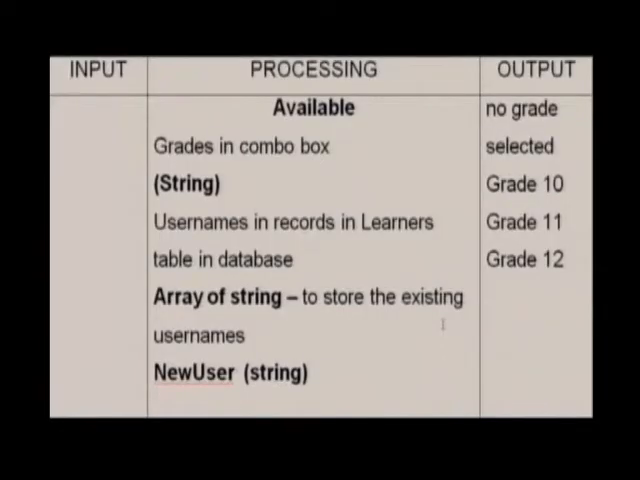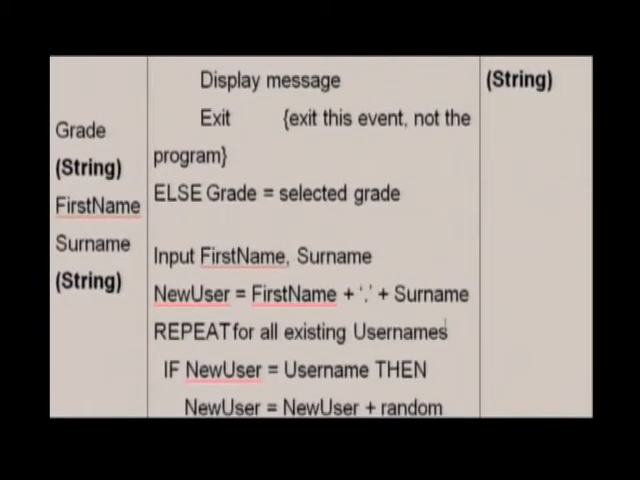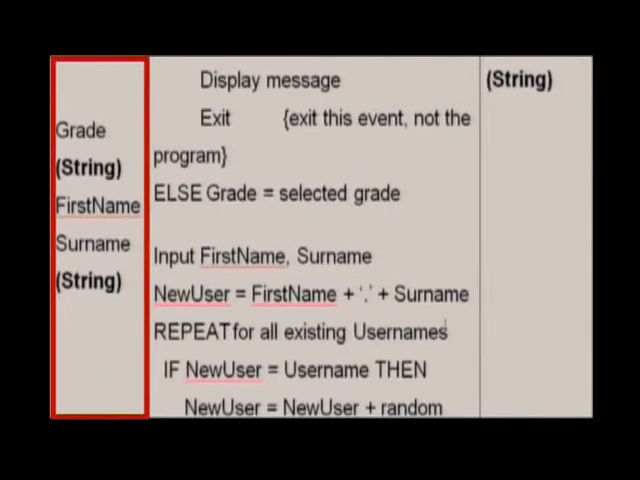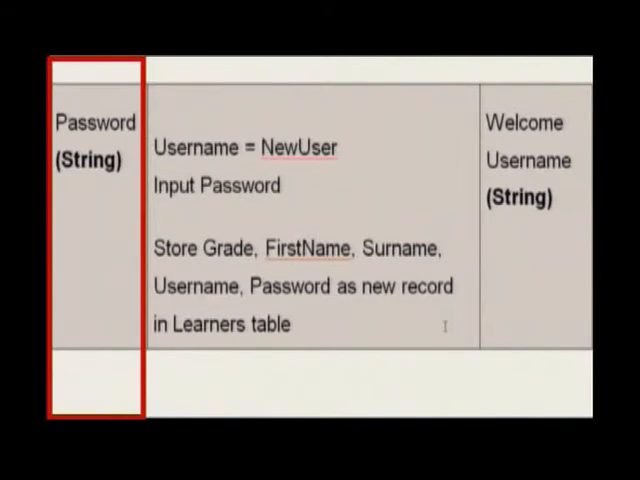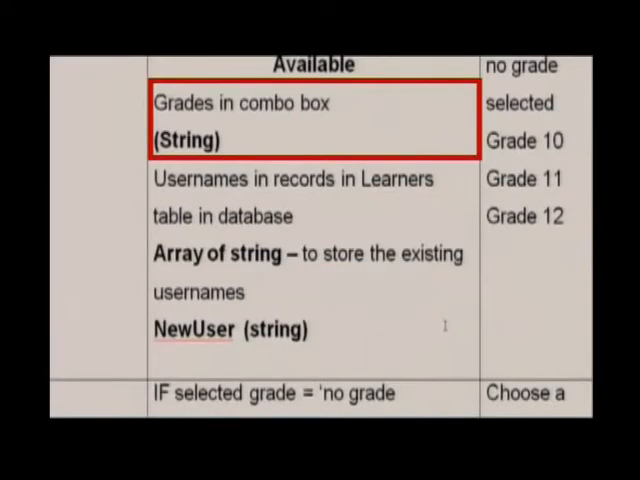Once you've identified the data types you'll use, you have to add them to the IPO table. Let's look at the register event again. Every data type for data used in the event must be identified and indicated. In the input column, the grade, first name, surname, and password are all strings. Do the same with the available grades.